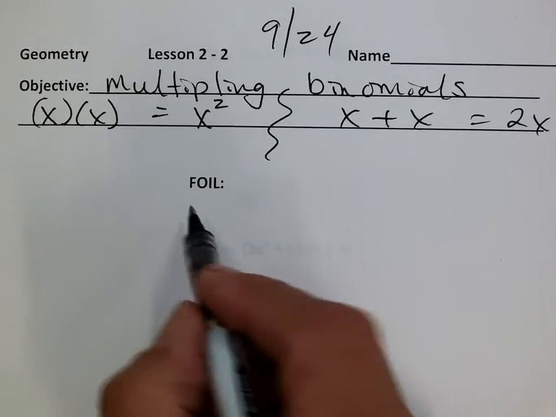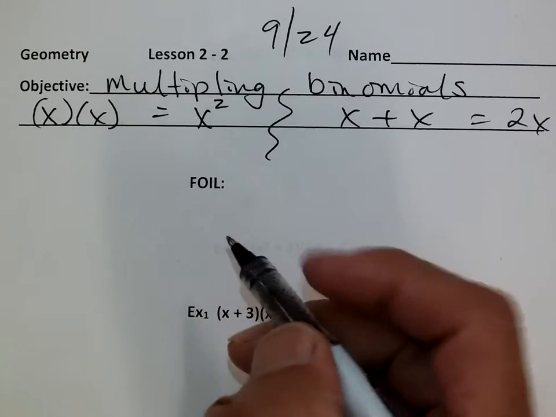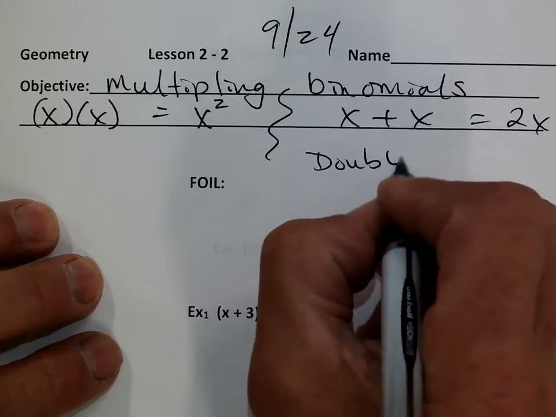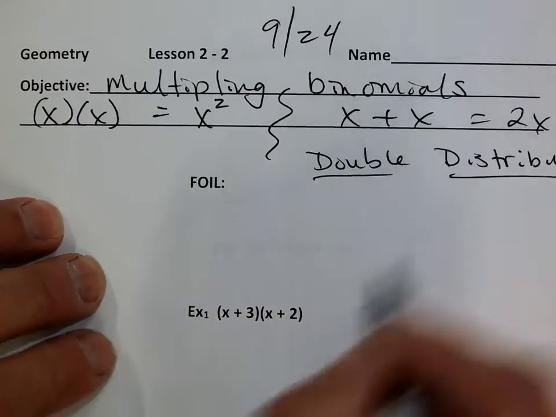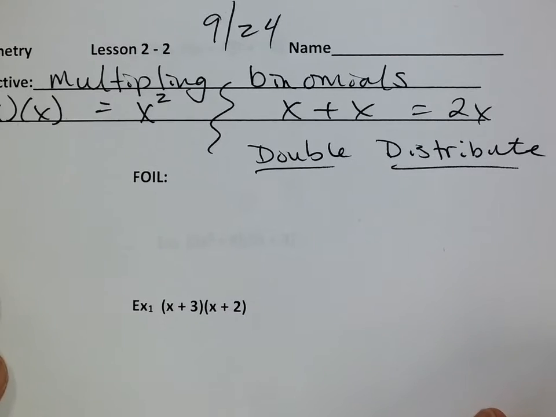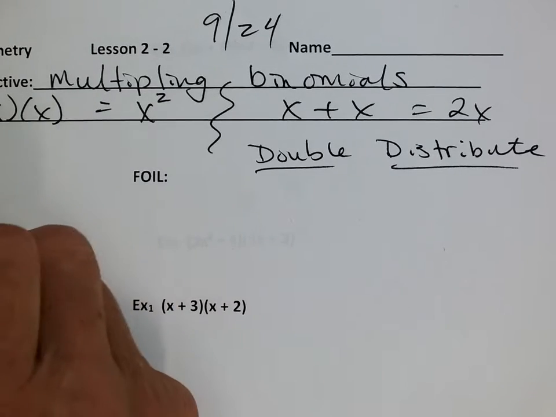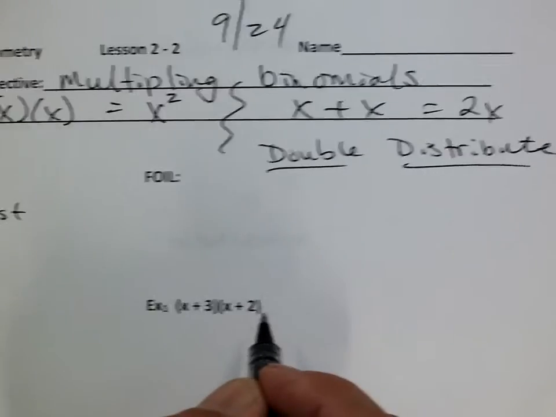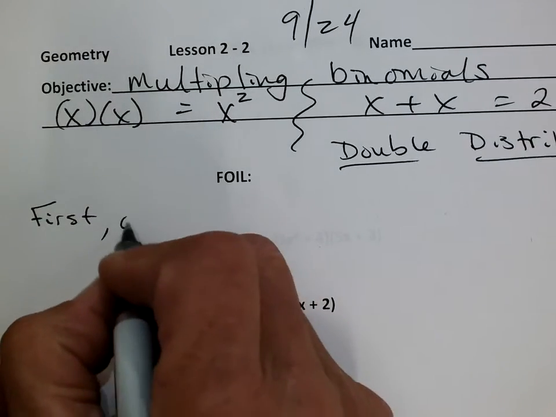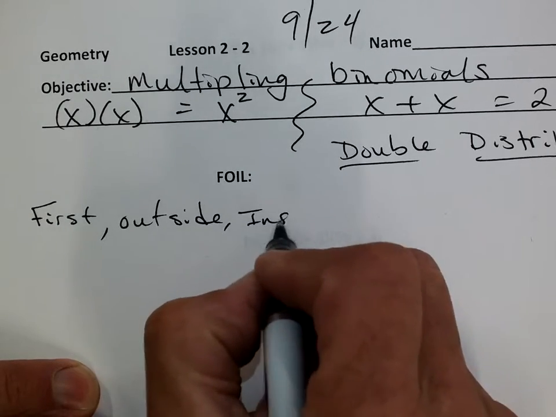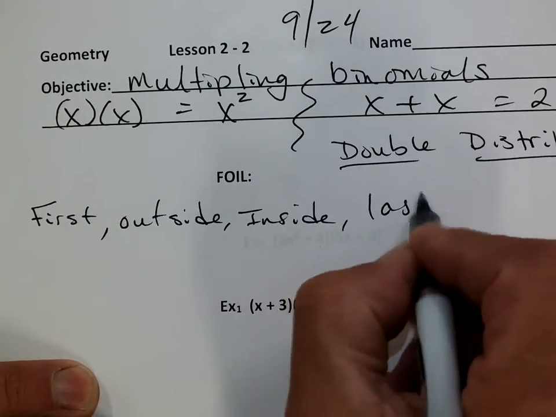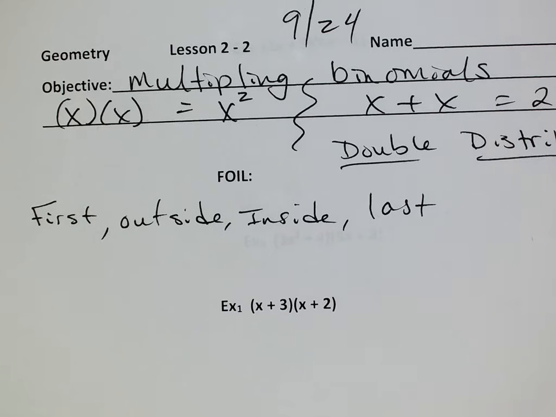So this whole thing about FOIL, and I will use the word FOIL, but a better way is, instead of FOIL, we're going to call it a double distribute. Okay? FOIL stands for, and you're going to see in a second, first, outside, inside, last. All right. But a better way to do it is just call it double distribute. So let's see, FOIL.